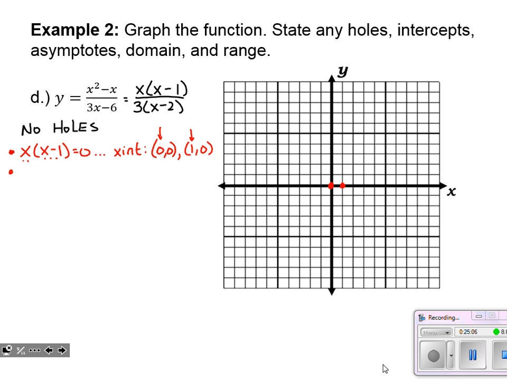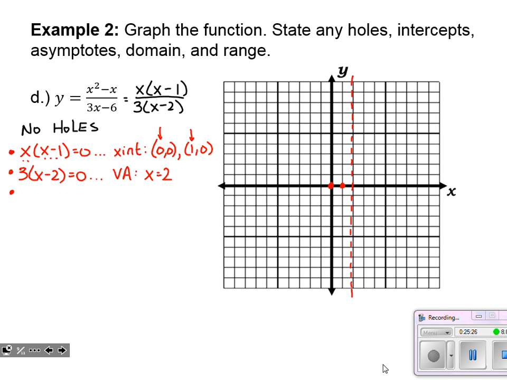Next, what happens when the denominator equals 0? Well, that would be 3 times (x minus 2) equaling 0. If I solve that factor, I get a vertical asymptote of x equals positive 2. So we'll go over to x equals positive 2. There's that vertical asymptote.